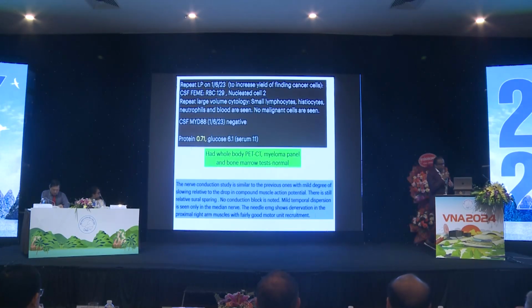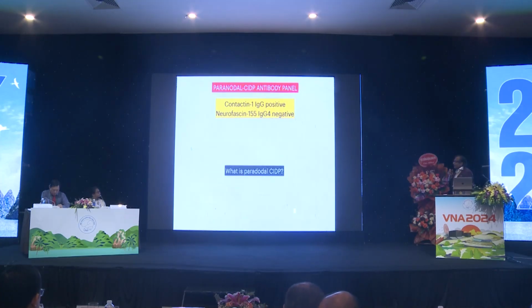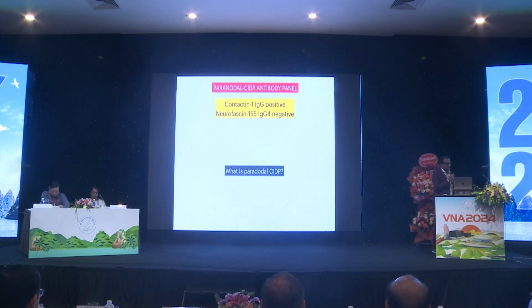Okay, so with that, we started thinking, what else could it be? Could it still be acute onset CIDP? So at this point, we thought possibly, could this be the topic of today's talk, which is paranodal CIDP. So at this point, we sent off the relevant antibodies to the relevant laboratories and found out that he had a very high titer of IgG4 against CNTN1 antigen.